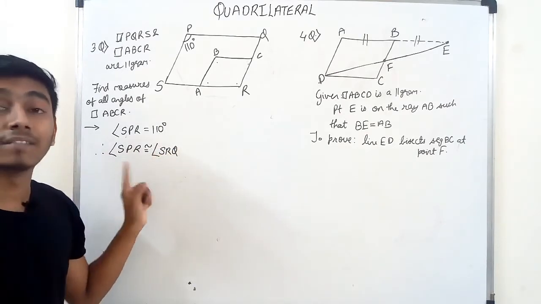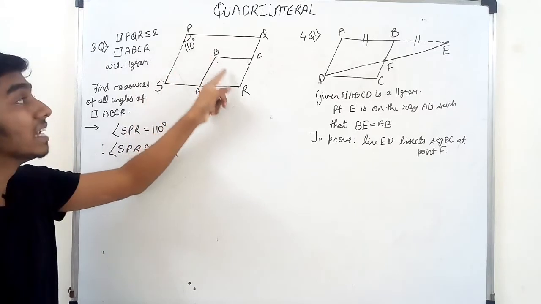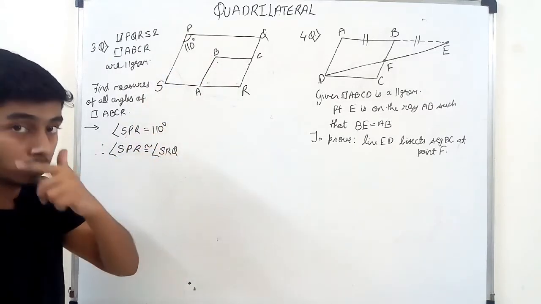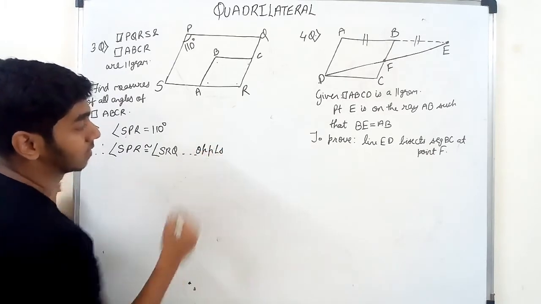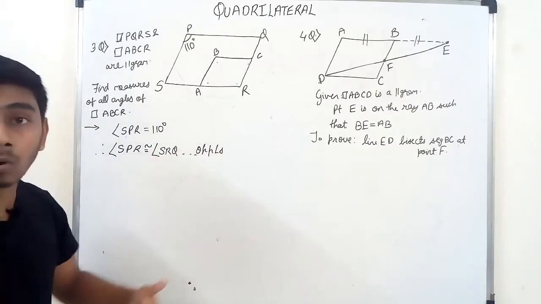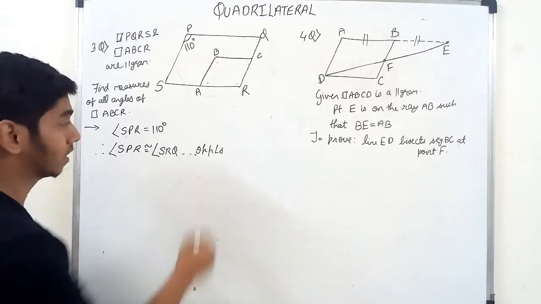Yes or no? Why can we say this? Because opposite angles of a parallelogram are congruent. Yes or no? So we can say the reason for that: opposite angles of a parallelogram are congruent. So you can write that fully.